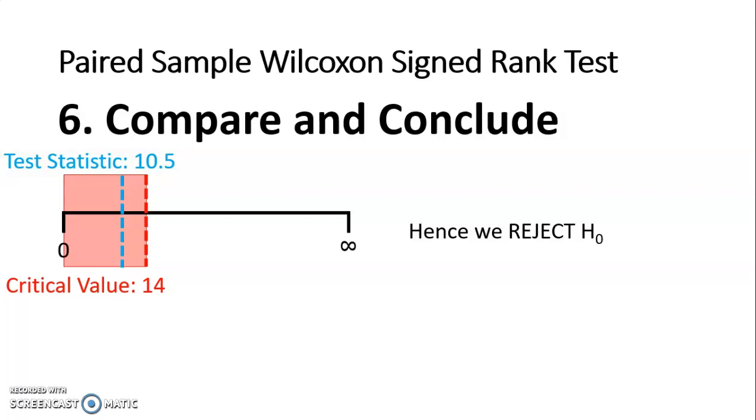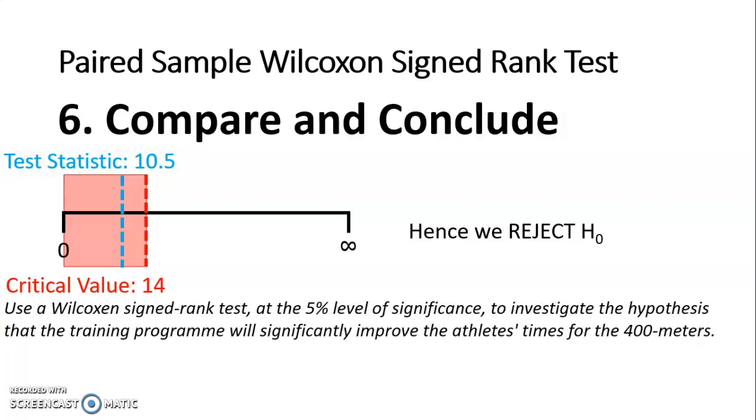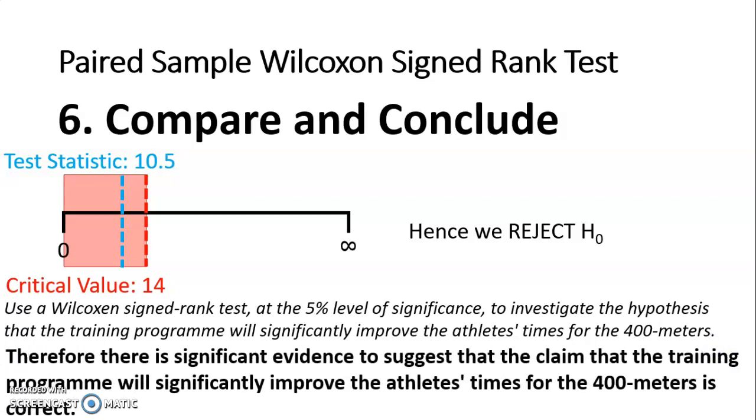So to conclude that in context, I need to remind myself of what I'm being actually asked to do in the question. So if we just bring that sentence back up, it says, use a Wilcoxon signed rank test at the 5% level of significance to investigate the hypothesis that the training program will significantly improve the athlete's time for the 400 metres. Remember, H0 is that there is no difference at all. They're both pretty much the same thing, and we are rejecting that. Therefore, we are saying, yes, it does seem that there is some improvement in the athlete's time, so I can say that we have enough evidence for that. So therefore, there is significant evidence to suggest that the claim that the training program will significantly improve the athlete's time for the 400 metres is correct.